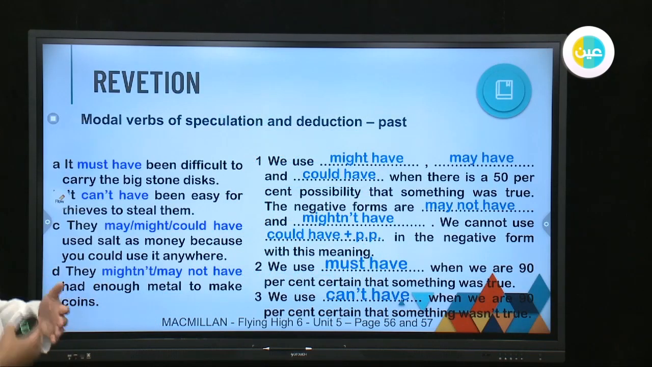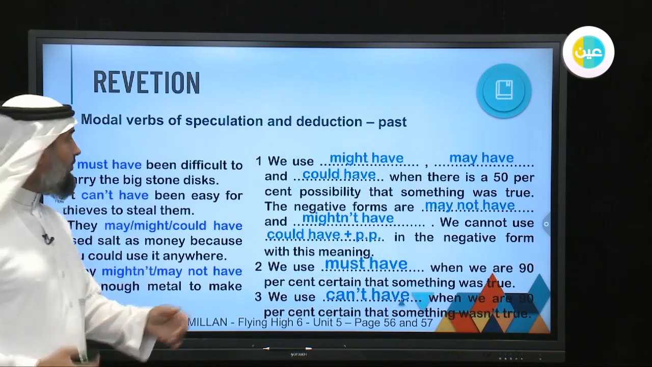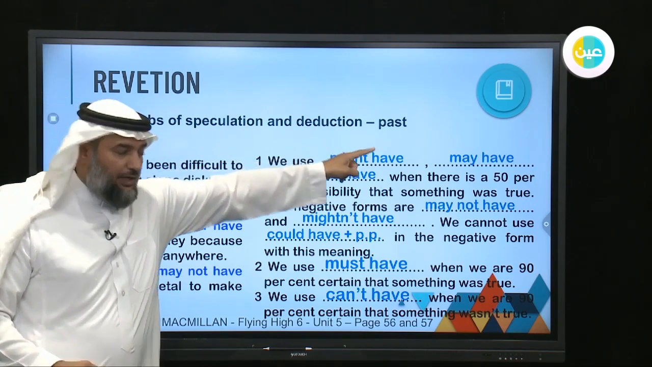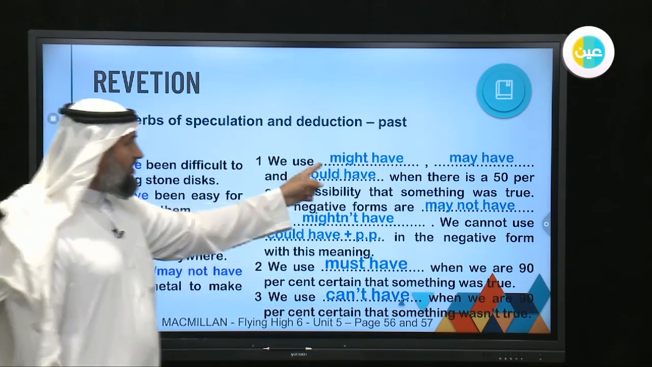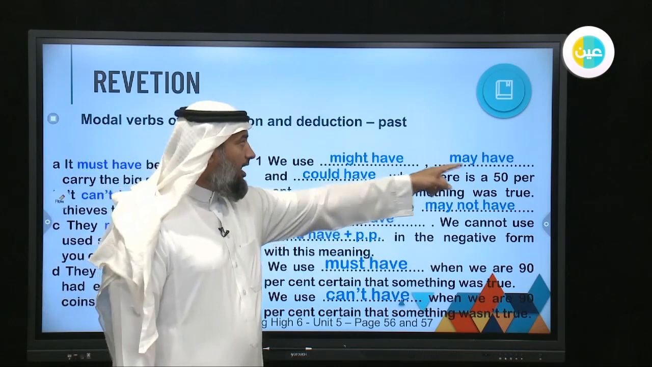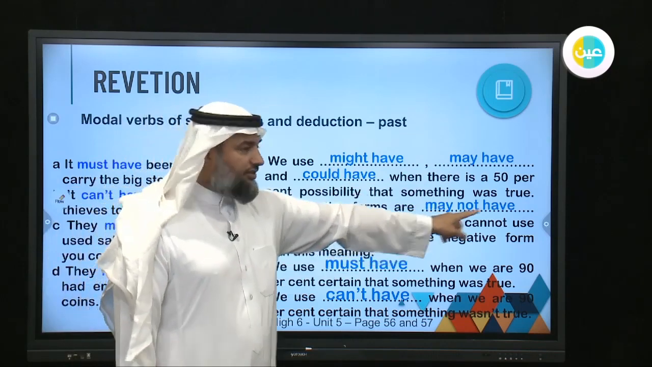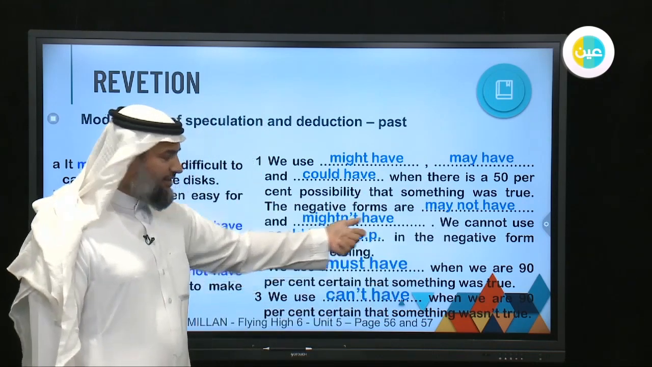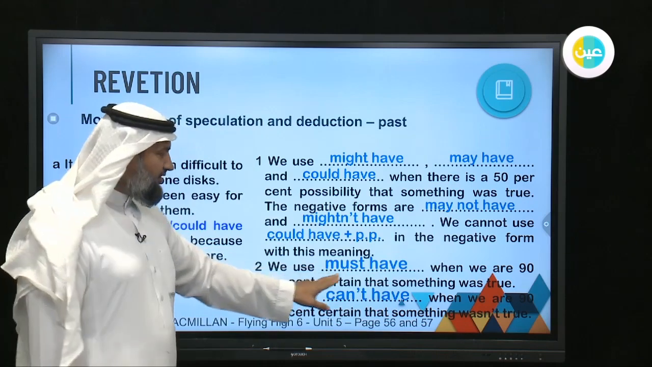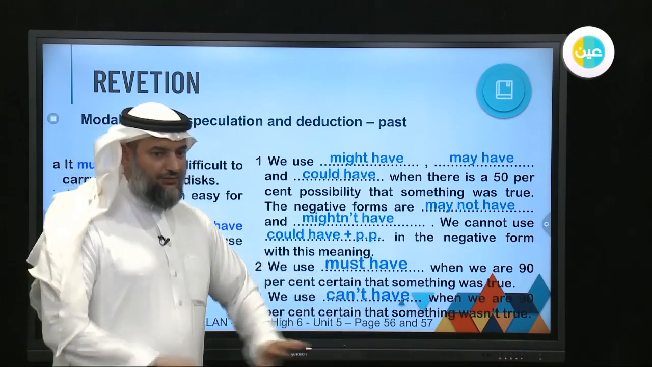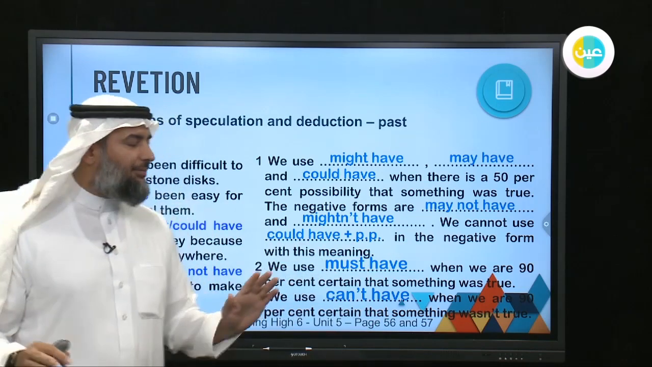Now before we start, we should revise what we have taken before. It's about modal verbs, speculation and deduction in the past. When we're talking about the past, we use may have, might have, or could have. Or in the negative, we say may not have or mightn't have. Must have if you are 90% sure, and couldn't have if you're 90% sure that something didn't happen.